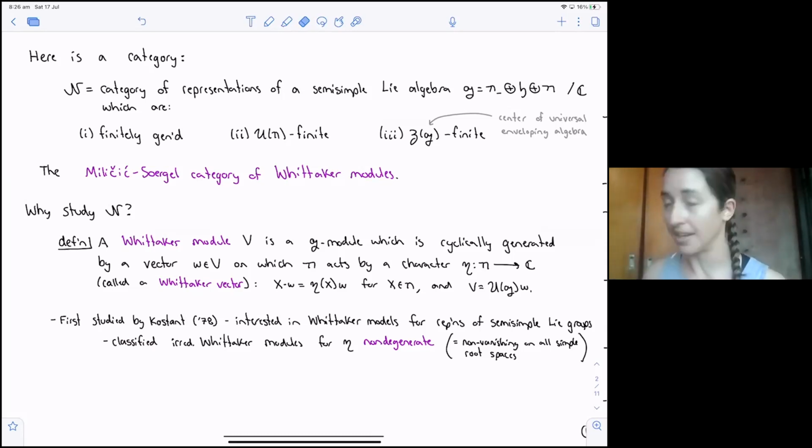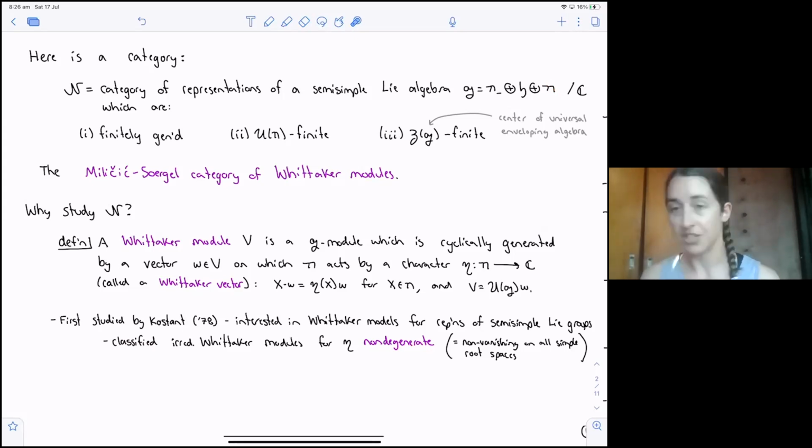So one of these characters being non-degenerate just means that it doesn't vanish on all simple root spaces. So n here, remember we're talking about characters of n, we could take n and decompose it into a direct sum of root spaces corresponding to all positive roots. Because it's a Lie algebra morphism, it's going to vanish on all of the root spaces that are not corresponding to simple roots. But if we have some simple root space in here, either our character can vanish or not vanish. And if it doesn't vanish on any of the root spaces, we say it's non-degenerate. If it vanishes on all of them, we say it's zero.